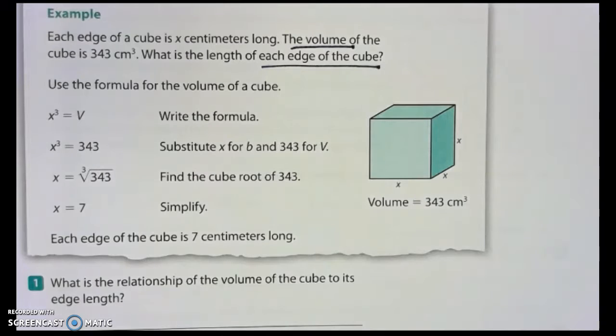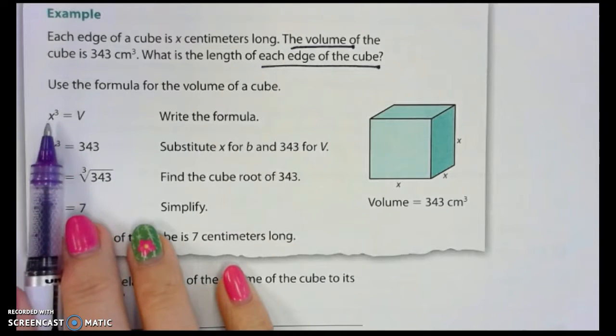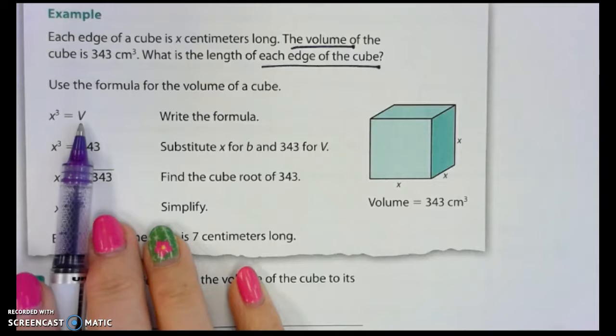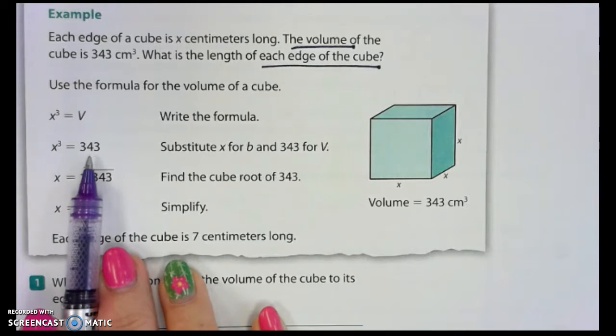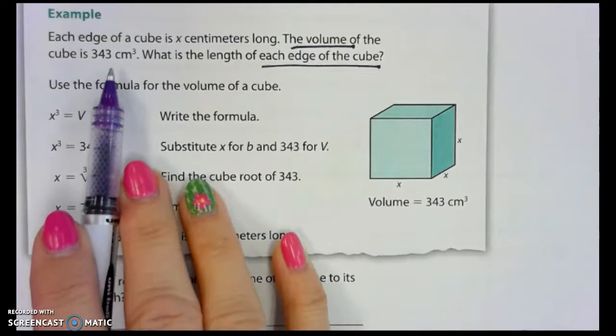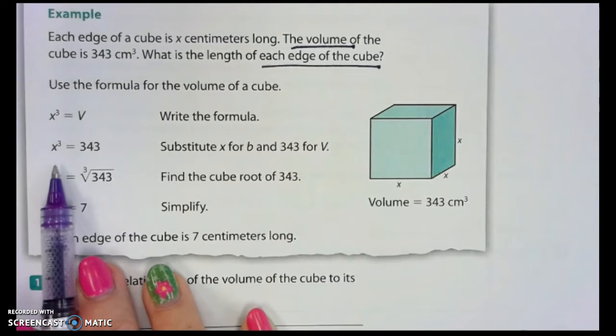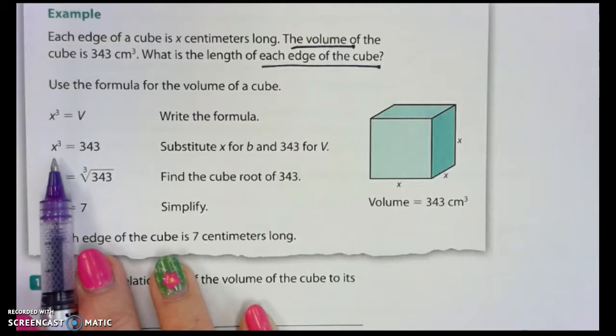Use the formula for the volume of a cube. V is equal to x cubed, so x cubed is equal to the volume. We're going to take out the V and replace it with 343, which is what they said the volume was. Now we need to know a single side. We don't want to know the 3 dimensions, we want to know 1.